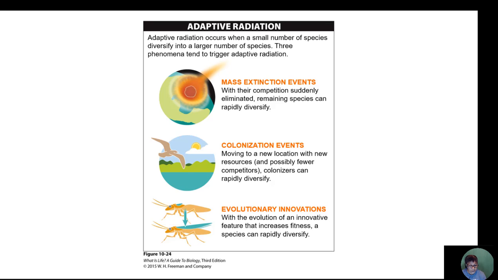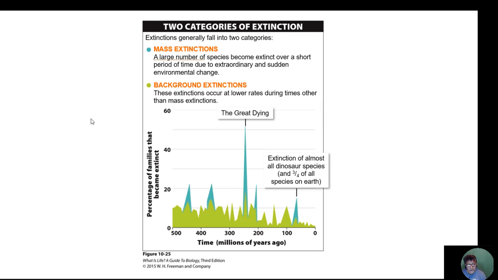Okay, so that's adaptive radiation. So I do want to talk about extinctions because we are in the midst of an extinction event right now. So extinctions generally fall into two categories. One is mass extinctions, and that's the one that our brains naturally think about when we're thinking about extinction. So during a mass extinction, a large number of species become extinct over a short period of time due to extraordinary and sudden environmental change. Something horrific has happened, you lose all these species.